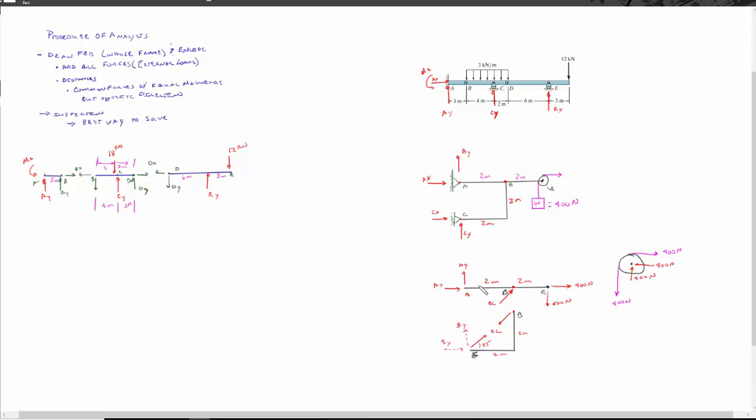Now realize that if I assume something, Dx, Dy, if I'm assuming this to the left, and it comes out negative, we know that it was going to the right. So this would also change and also go to the left. Remember, these are always opposite and equal. If Dy became negative, that means this force would be going up into point D, but on this member it's going to be going down on point D.